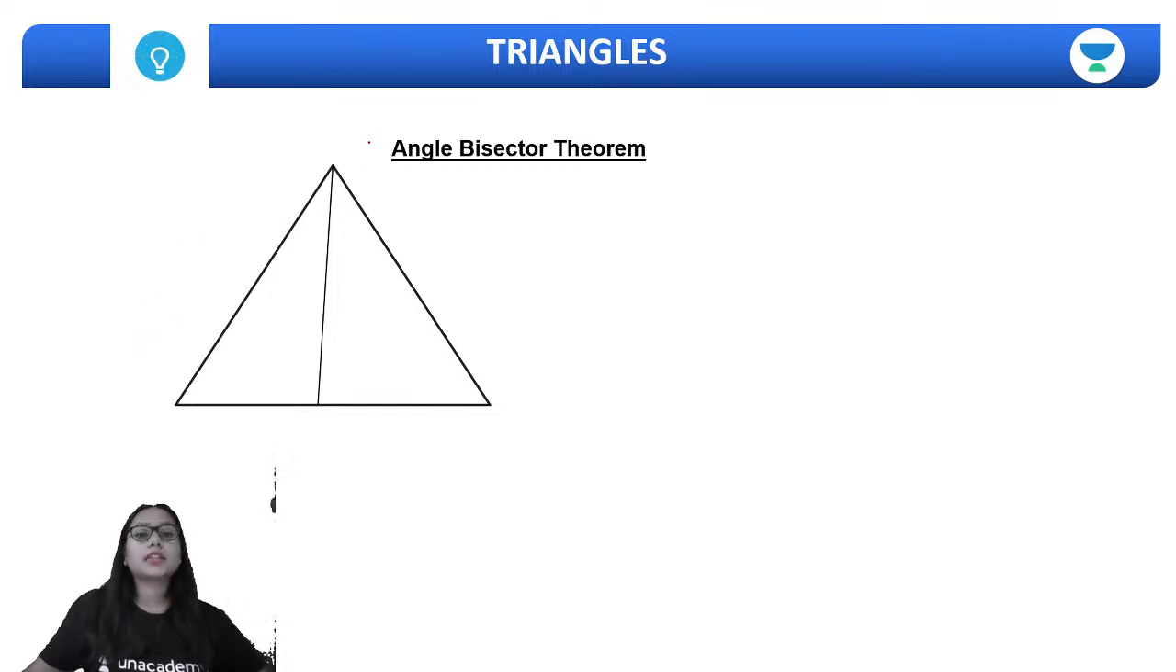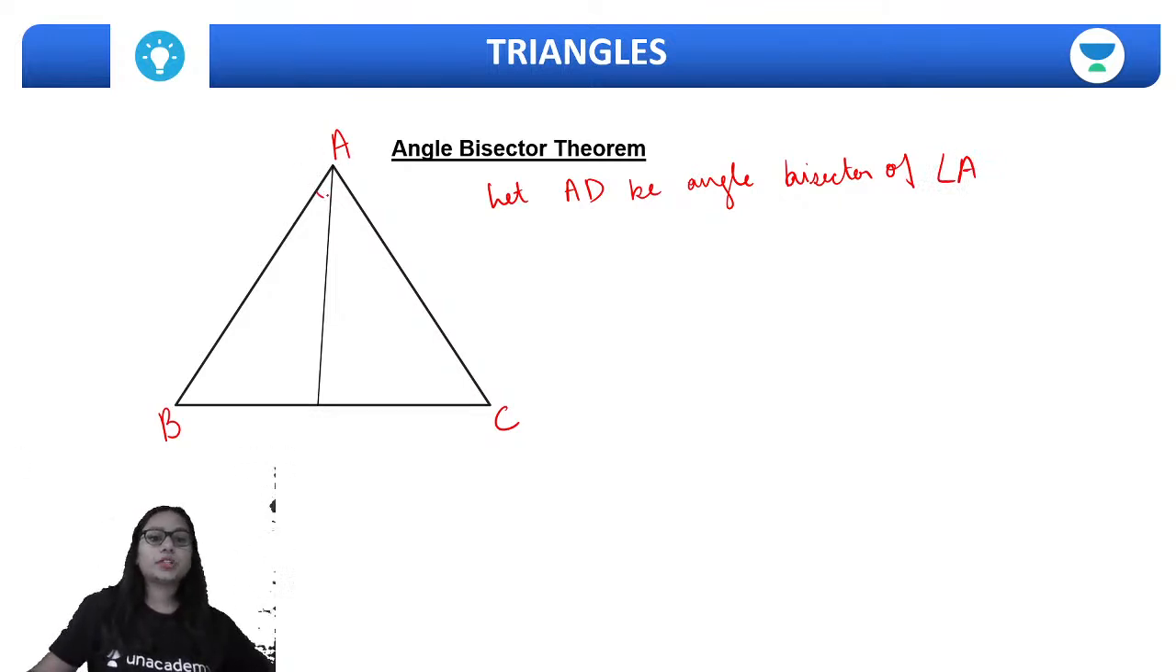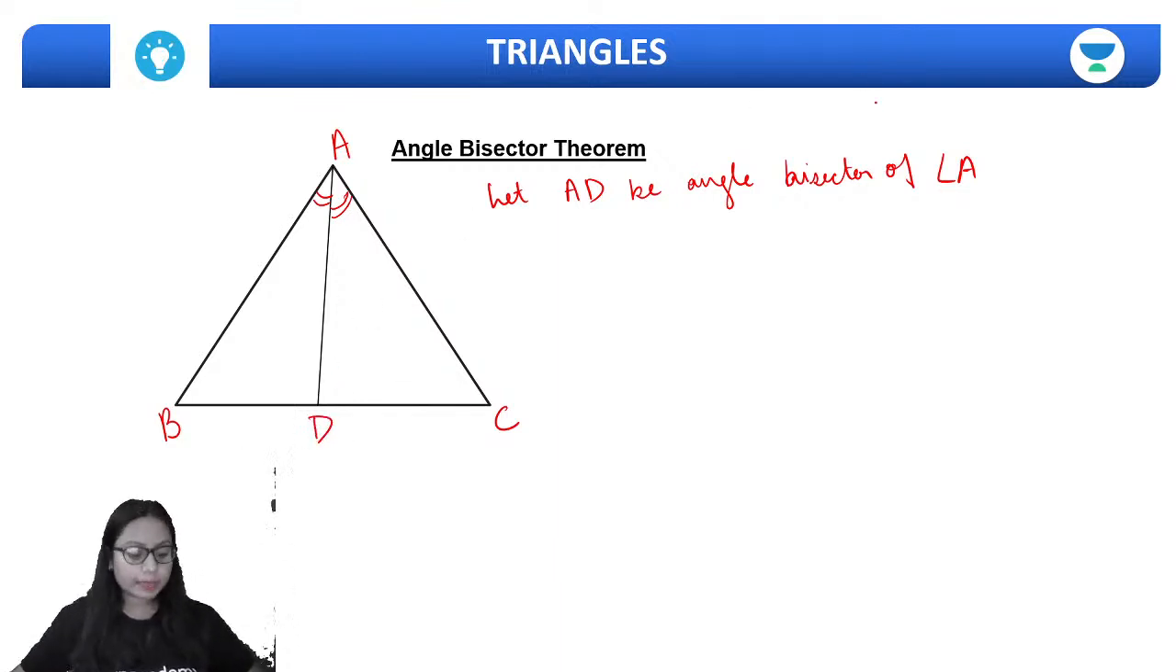Okay, great. So now let us take a triangle ABC, and let AD be the angle bisector of angle A. So this is angle A. This angle is divided into two equal parts by this line segment AD. So AD is the angle bisector of angle A.